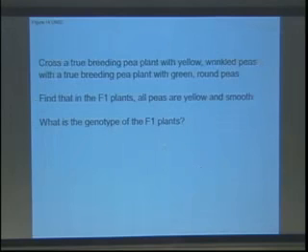Okay, so let's say we have a true breeding pea plant with yellow and wrinkled peas, and we cross it with a true breeding pea plant with green and round peas. Okay, and so again, the importance there is that they're true breeding, meaning that when they're mated to each other, they consistently give that phenotype again, and no other variation on that. So we find that in the F1, all the peas are yellow and smooth.